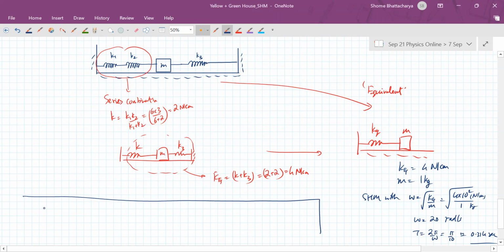So I will take you once more through the basics of series combination and parallel combination of springs. But first, just make a note of this.